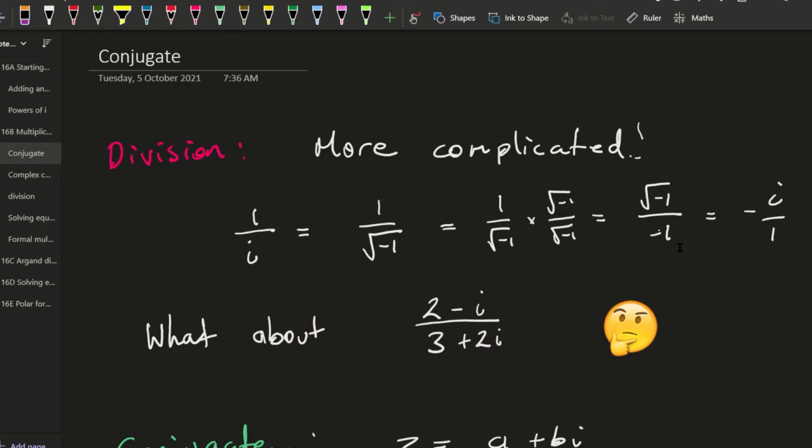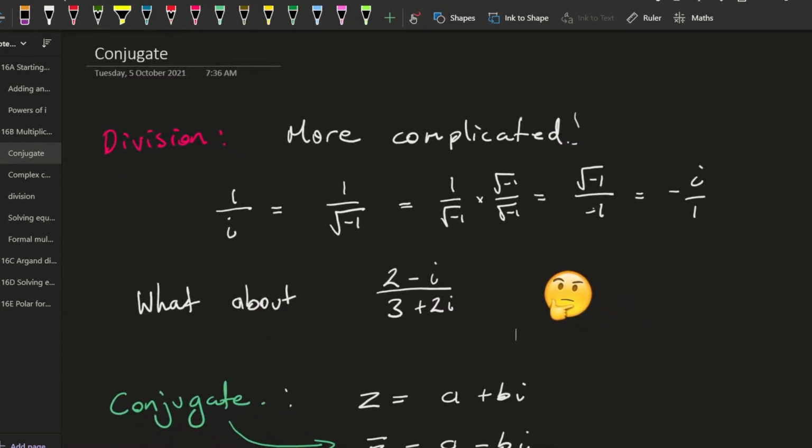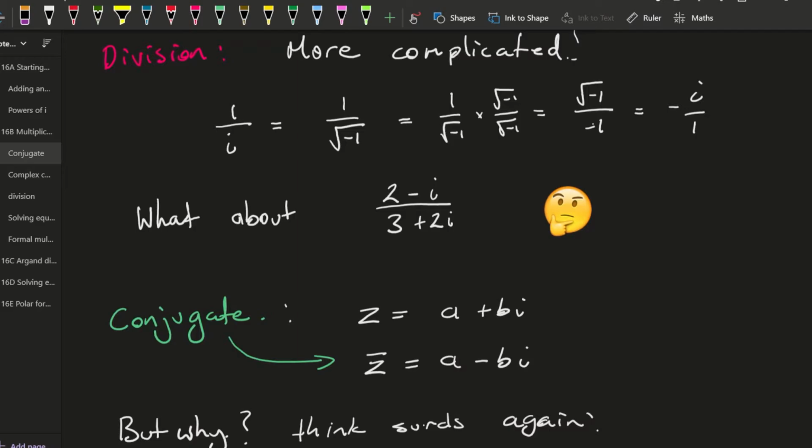Isn't that interesting? But what about this guy here? Okay, this isn't just a simple i here. Which bit do I divide by, etc., etc.? So that's why this thinky face is here. So to do this, we're going to learn a bit about the complex conjugate.